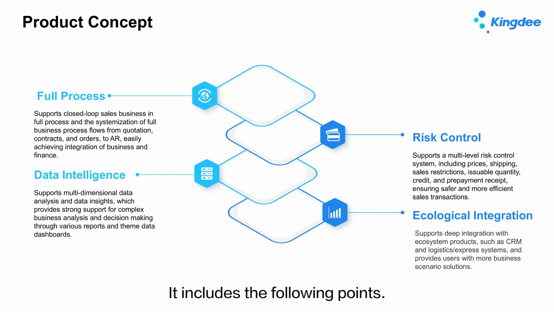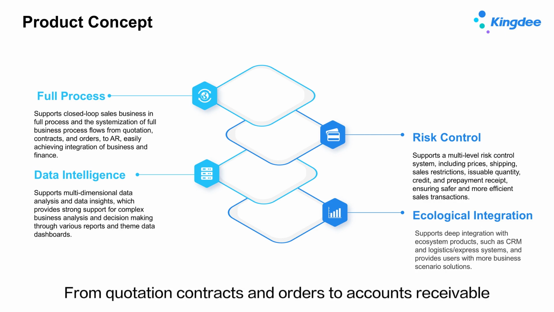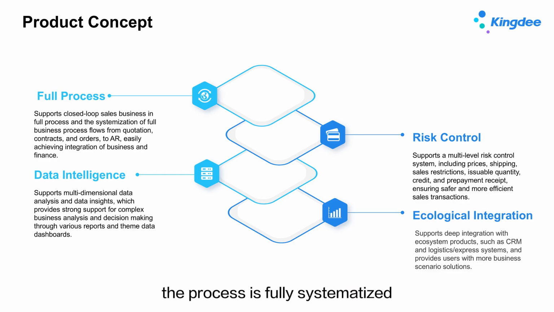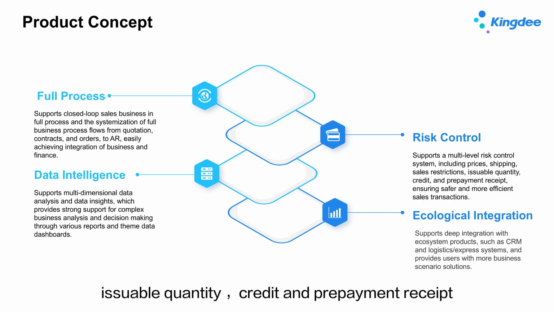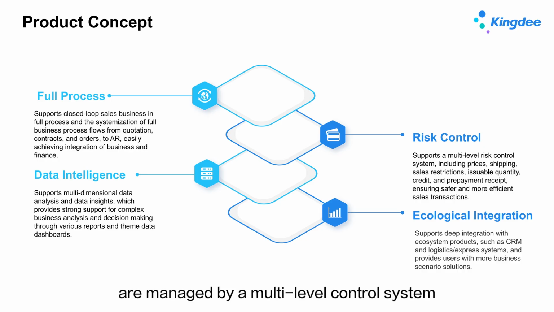It includes the following points: flow-driven approach. Sales operates as a closed-loop process. From quotation, contracts, and orders to accounts receivable, the process is fully systematized. Risk control, prices, shipping, sales restrictions, issuable quantity, credit and prepayment receipt are managed by a multi-level control system, making sales safer and more efficient.